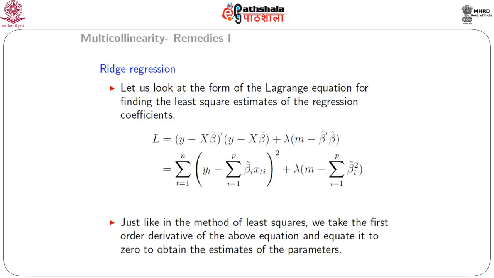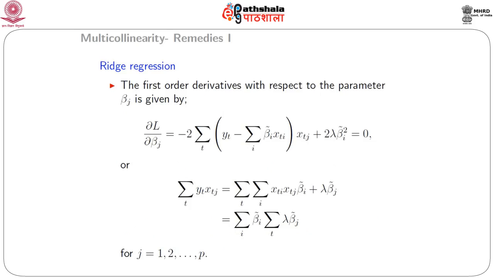So just like in the method of least squares, we take the first order derivative of the above equation and equate it to 0, and we obtain the estimates of the parameters. So the first order derivative with respect to the parameter beta j is given by delta L divided by delta beta j equals negative 2 times the sum of y t minus summation i beta i tilde times x t i, times x t j, plus 2 times lambda beta j tilde, and we equate it to 0.